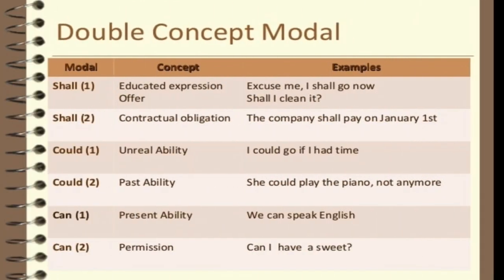Moving forward, examples like shall, could, can. Look here, can has the concept of present ability. We can speak English, it's a present ability. Can has permission as well. Can I have a sweet? This is permission. So just go through all the other examples as well.